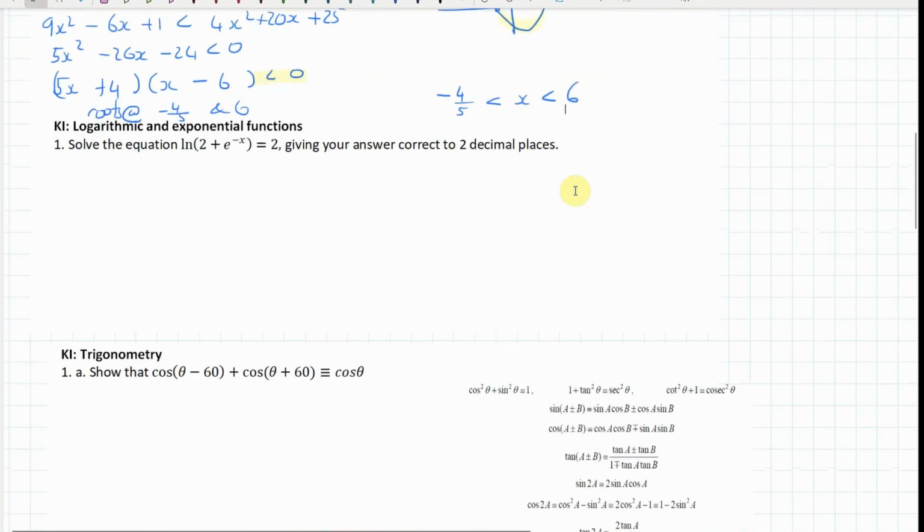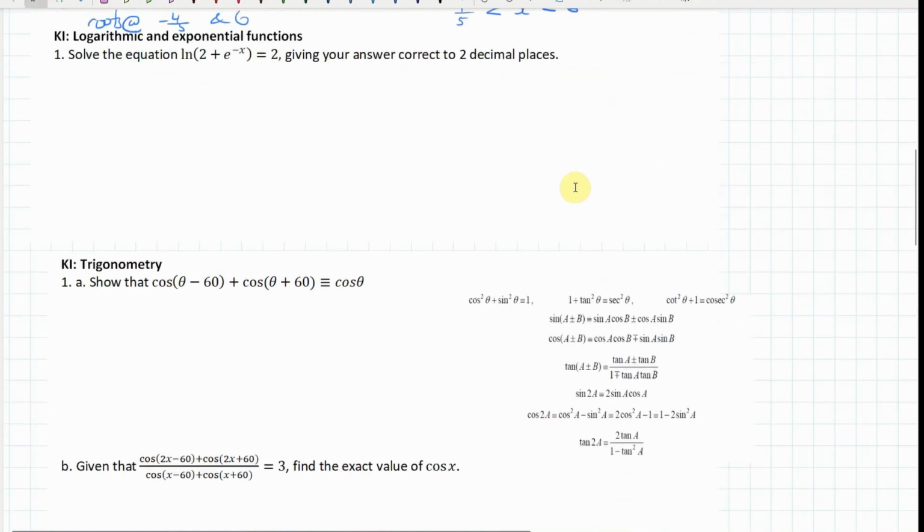Okay, next one is a logarithmic and exponential functions question. So for this one, I'm going to put them both in terms of the natural log. So I would have my second line looking like this. I'll say, well, that's like natural log of e to the 2. Now I can get rid of the logs because we've got log something equals log something, so we get 2 plus e to the negative x equals e to the 2.